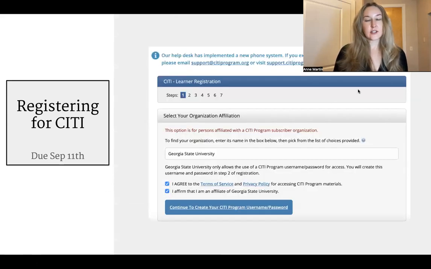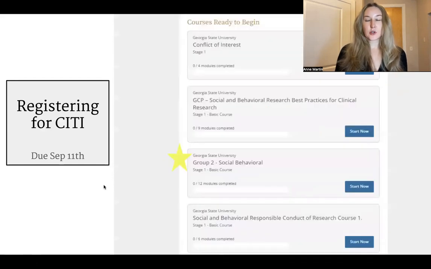Now, once you're logged in, and so here you can see you put in Georgia State, and that will allow you to create your profile. Now, the course that you need to complete for this class is Group 2 Social and Behavioral, the basic course. It will be 12 modules. And again, like I shared with you last week, for each module, they'll give you a quiz. The quiz on those determines whether or not you get the certificate. But as far as your grade for this class, that's not based on your performance on the quiz. It's based on you mastering and completing the module.